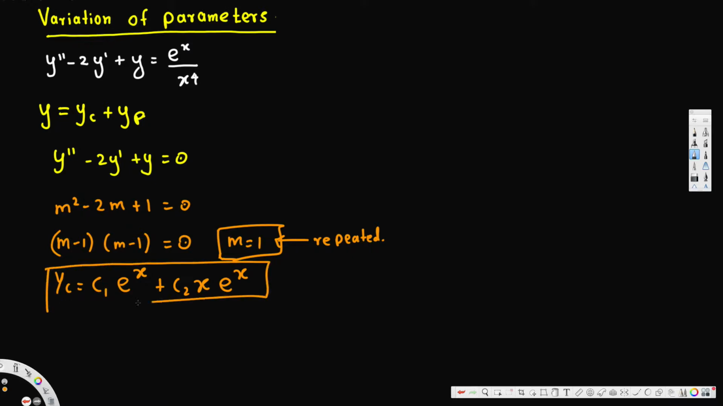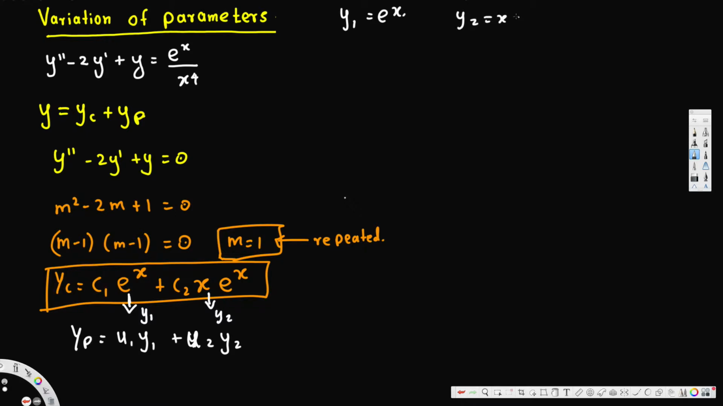Now we have to find out the particular solution. To find out the particular solution, yp, that's going to be equal to u1 times y1 plus u2 times y2. Now y1 is the first term of this complementary solution, and the second term is y2. Now let's go ahead and write this one here. y1 is equal to e power x, and then y2 is equal to x e power x. Okay, we have y1 and y2.